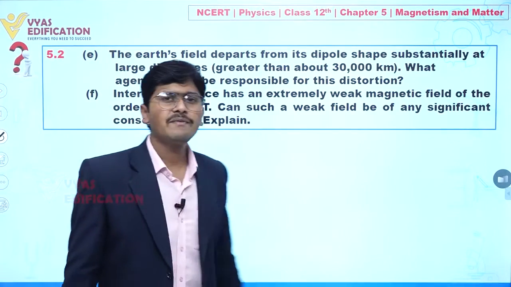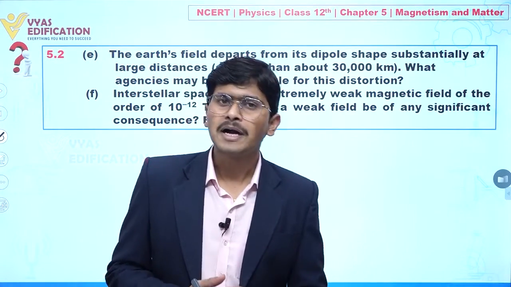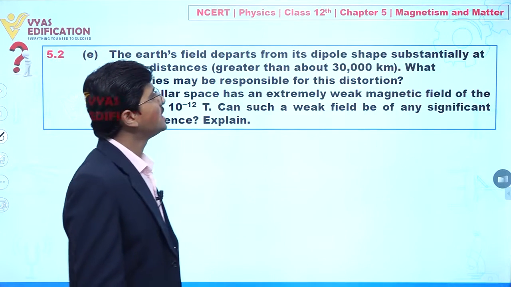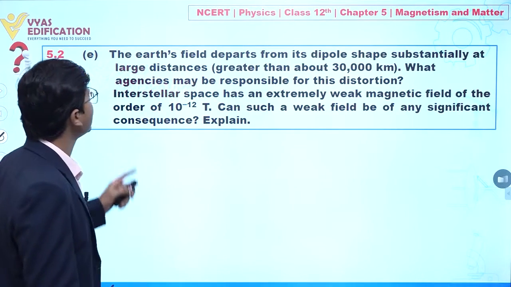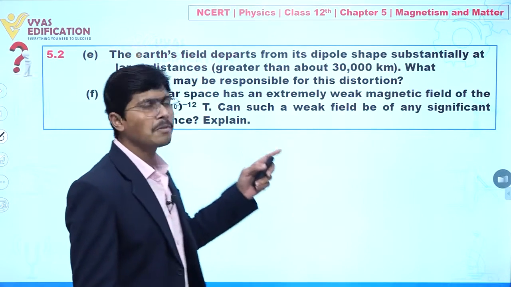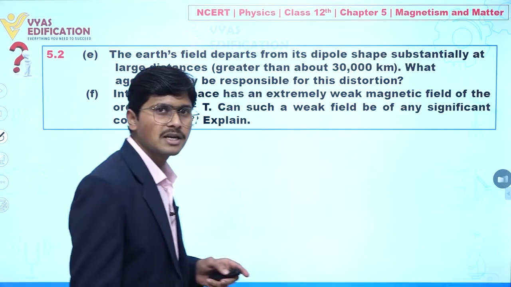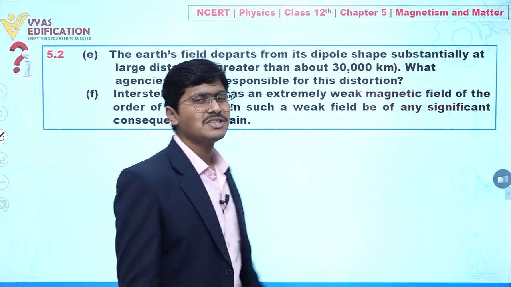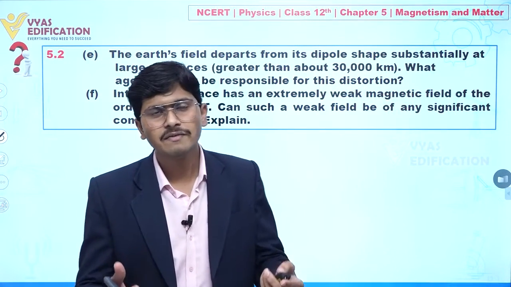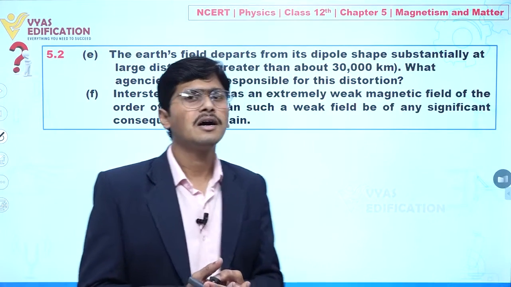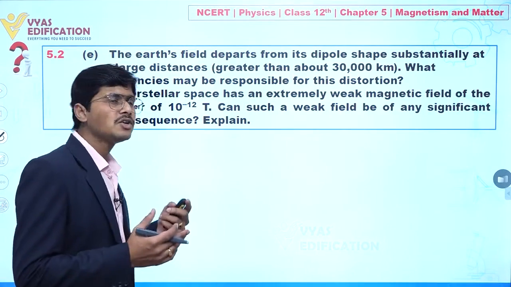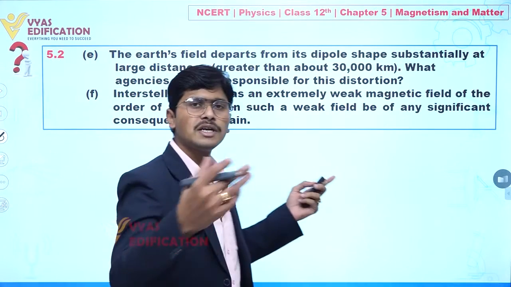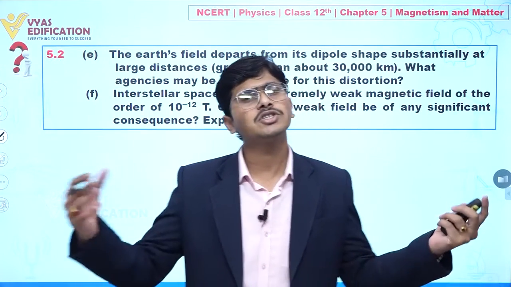Now if I talk about part E, it is given that the earth's field departs from its dipole shape substantially at large distances, greater than about 30,000 km. Clear? But what agency may be responsible for this distortion? Definitely, if we are talking about the magnetic field due to a dipole, we know that the earth's magnetic field is there and its area of expansion is very large.